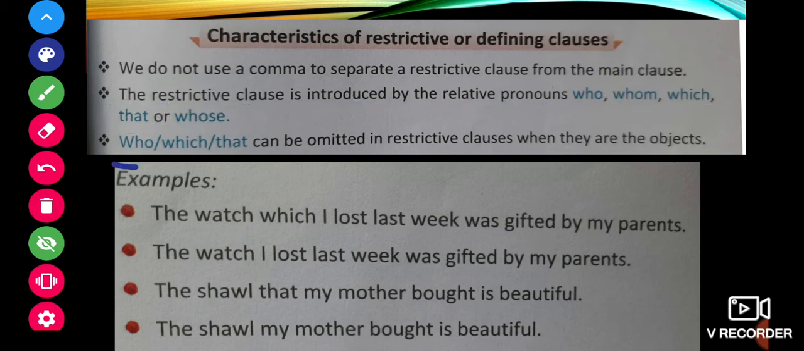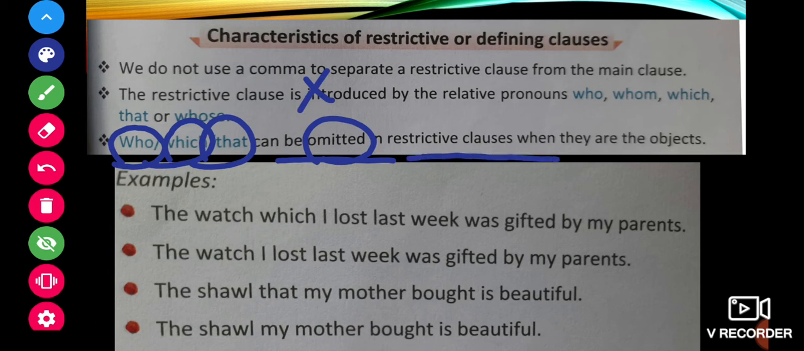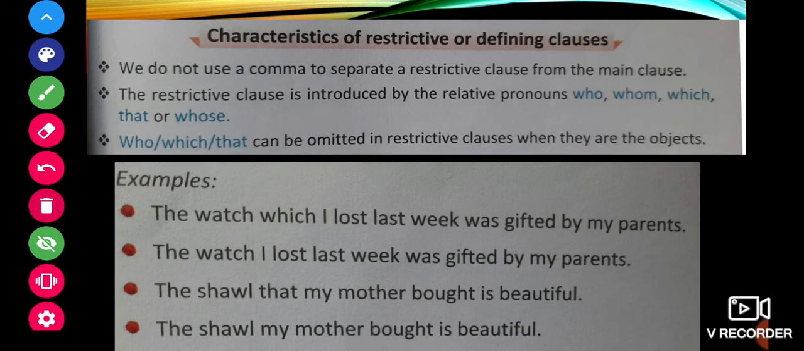But in some cases, who, which, that can be omitted. That means they can be removed in restrictive clauses when they are the objects. So whenever we are referring to objects with the help of these three pronouns, we can omit them, we can remove them. Let us look at the examples.